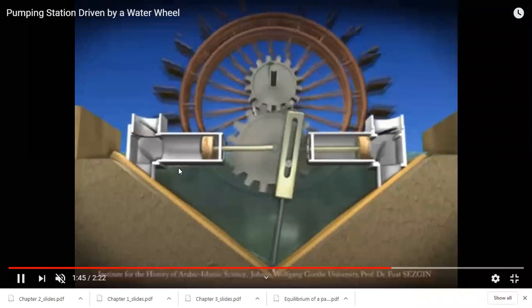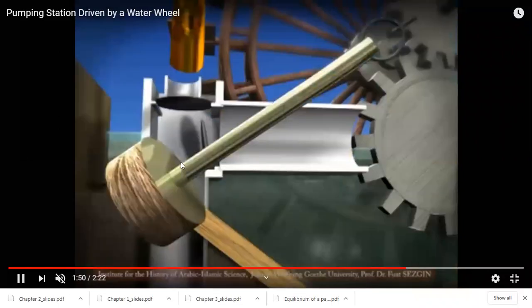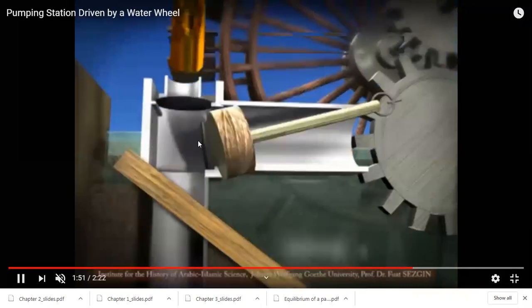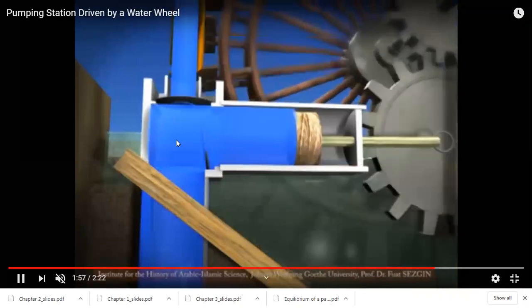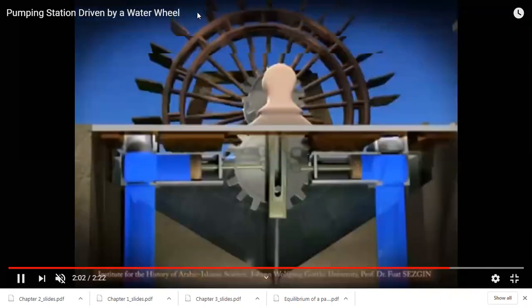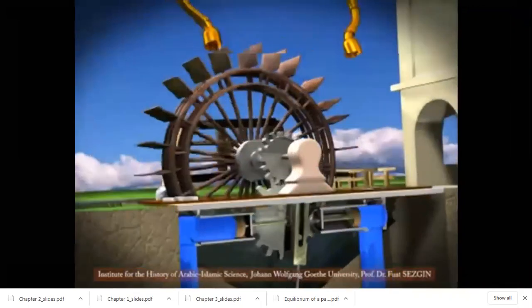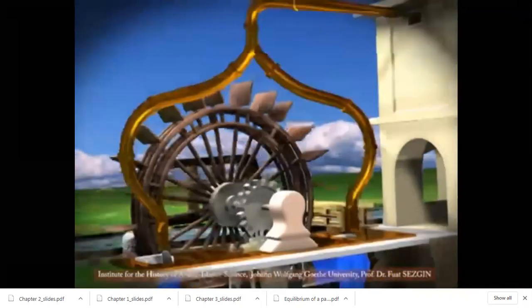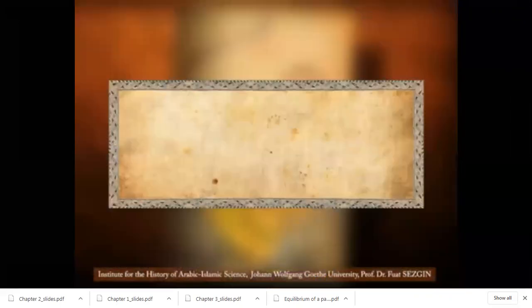So now, once this valve is opened, we will see that water will be sucked into this chamber, and then the valve will be closed, and when the piston moves back, water will be discharged at a higher pressure. So in this way, we have transformed the rotational energy of the wheel into a mechanical energy that will increase the pressure of the flow.